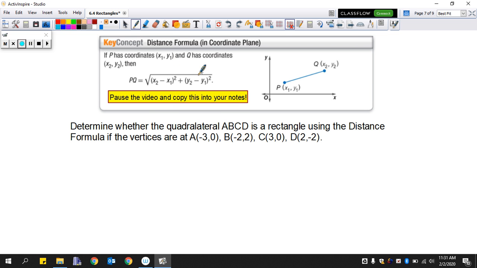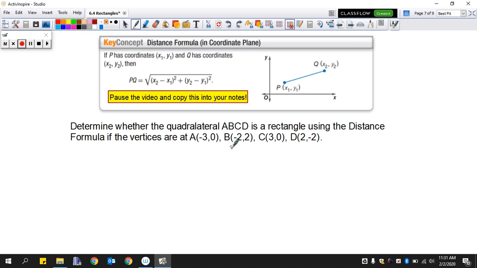All right. You've learned the distance formula in the past, but it's been a little while since we've used it, so go ahead and copy this back into your notes so that you remember what the distance formula is. So pause the video and do that.